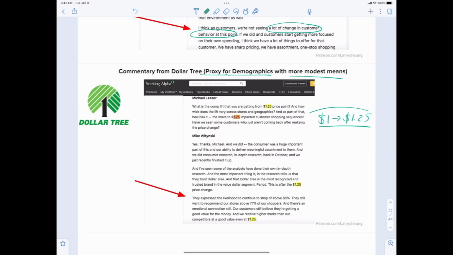And even after that large price hike in percentage terms, a lot of their customers from their surveys talk about how they continue to plan to shop at Dollar Tree because it's still very deep value.